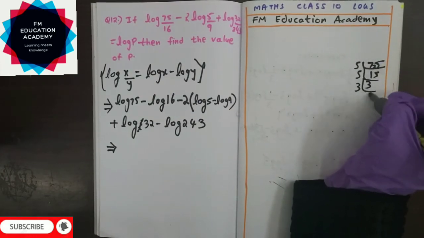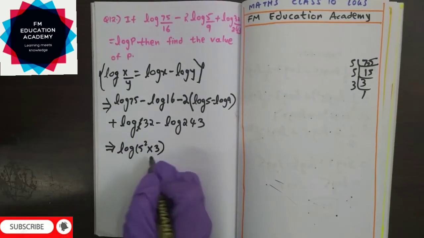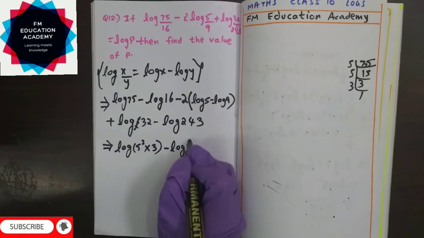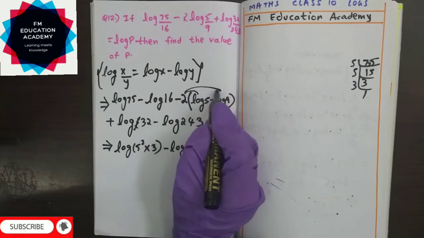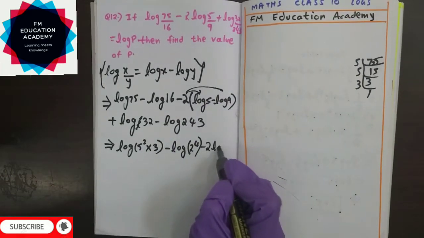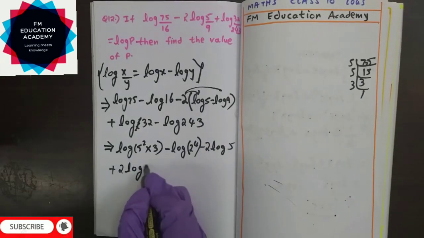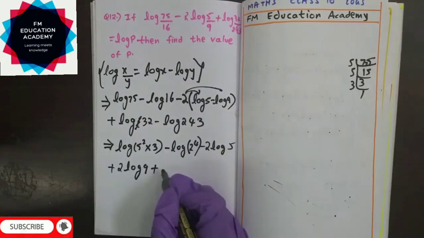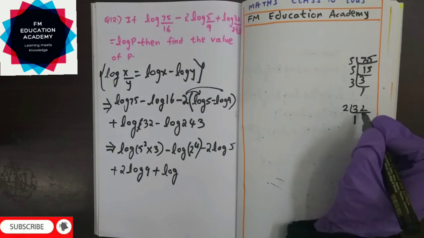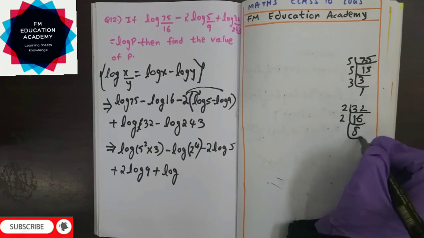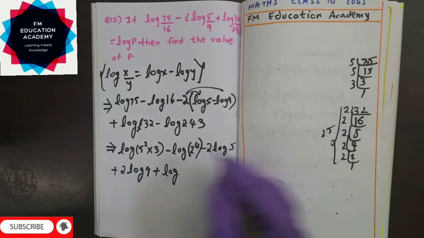Now I can expand 75 as 5 5s are 25, 5 3s are 15, that is 5 square into 3. I can write 75 as 5 square into 3, minus 16 can be written as 2 power 4 because 2 power 4 is 16, minus, open the bracket, 2 into log 5 is minus 2 log 5 and minus 2 into minus log 9 is plus 2 log 9, plus again 32 can be expanded. So I can write 32 as 2 power 5.